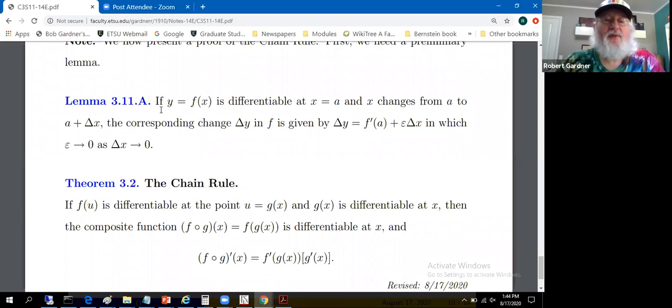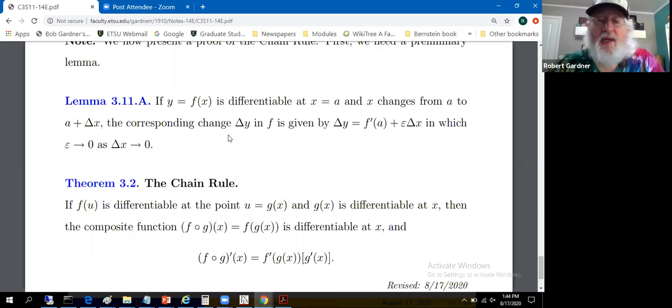Lemma 3.11a says, if y equals f of x is differentiable at x equals a, and x changes from a to a plus delta x, the corresponding change, delta y, in f is given by delta y equals f prime of a plus epsilon delta x, in which epsilon approaches 0 as delta x approaches 0.